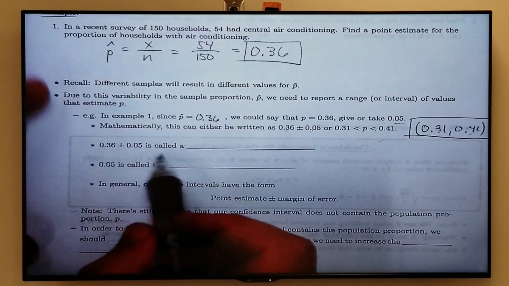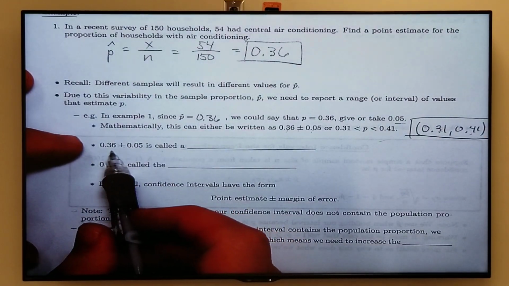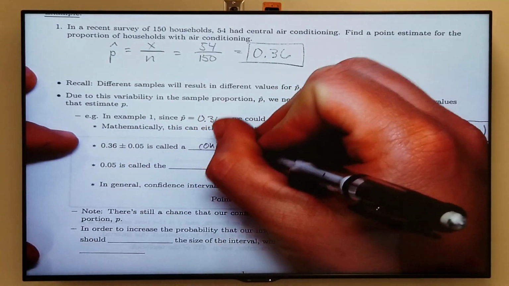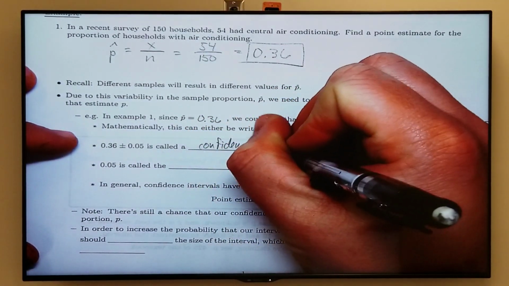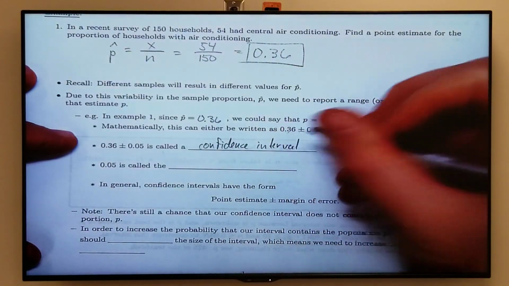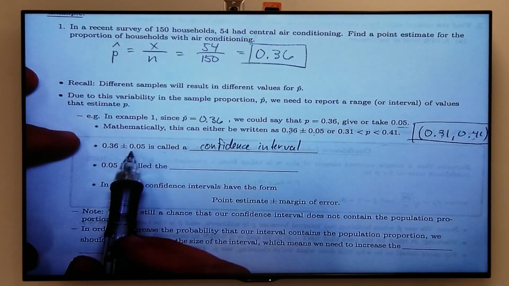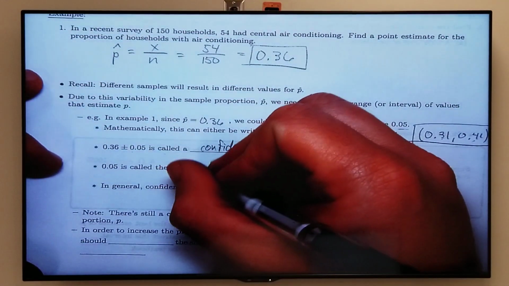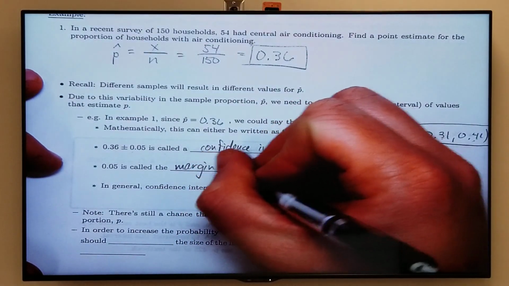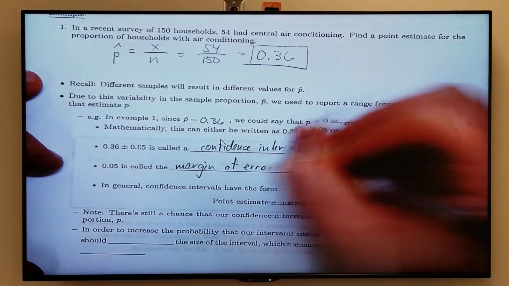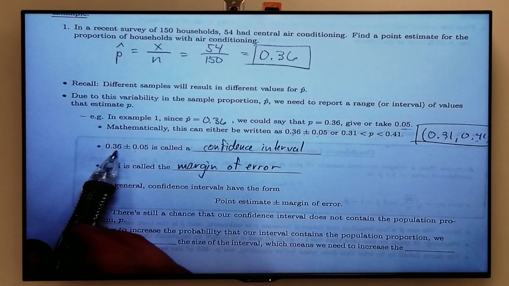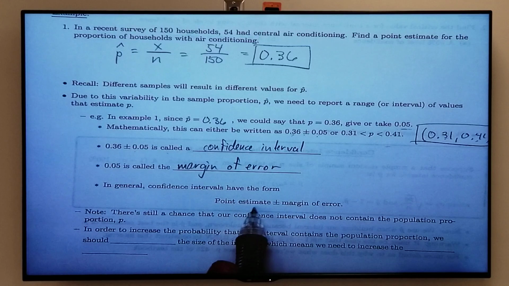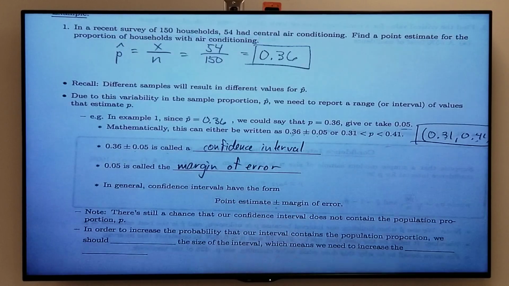This kind of report is called a confidence interval. This 0.05 in our confidence interval here is called the margin of error. And the 0.36, of course, we already talked about, that's our point estimate. So in general, confidence intervals have the form point estimate plus or minus margin of error.